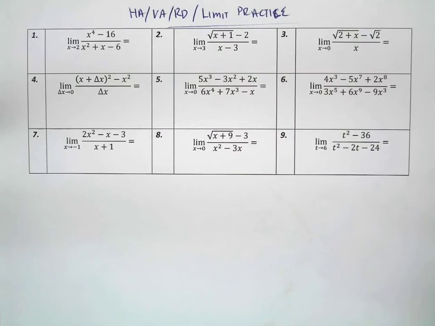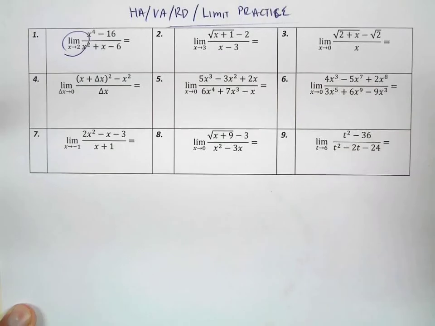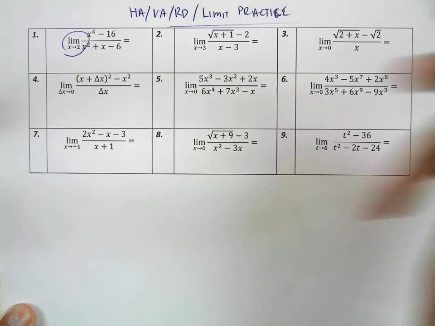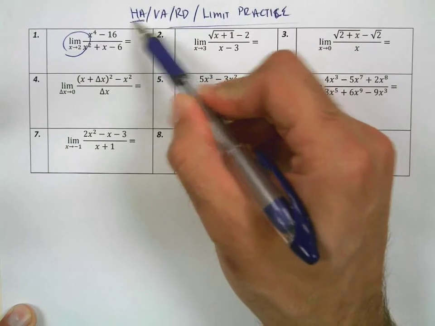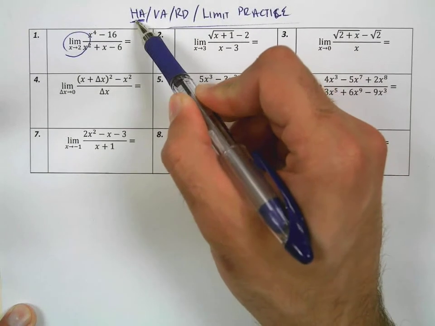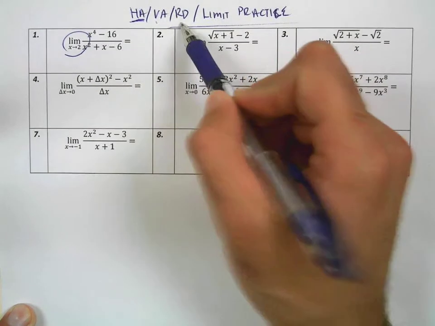We're going to find the actual limit, the limit as x approaches 2. And then we'll also find the limit as x approaches infinity, because that's what the horizontal asymptote is, vertical asymptote, and any removable discontinuity. So we'll start with 1.